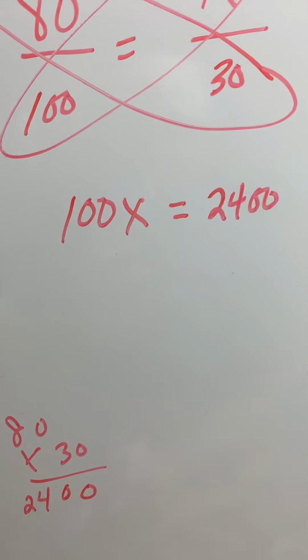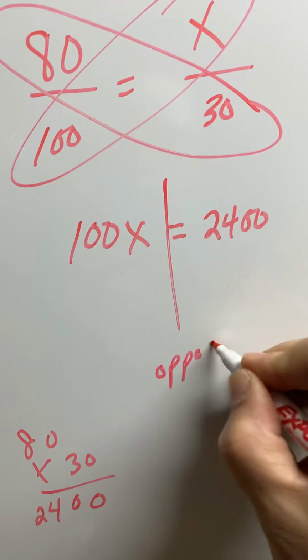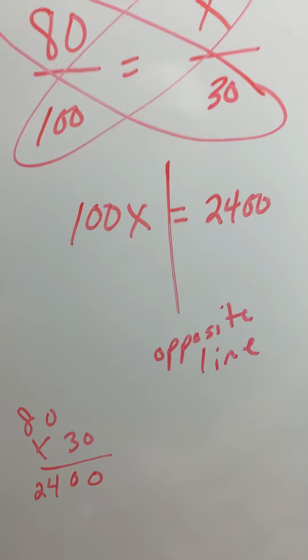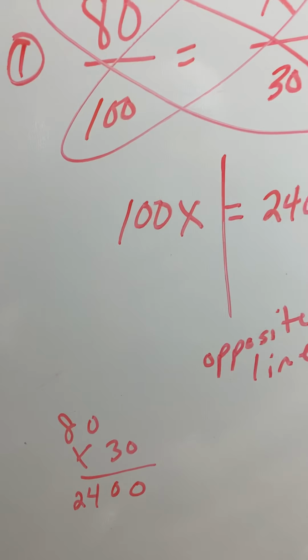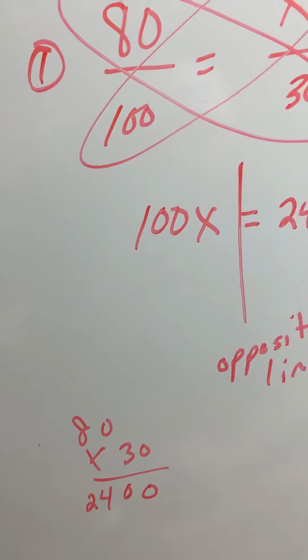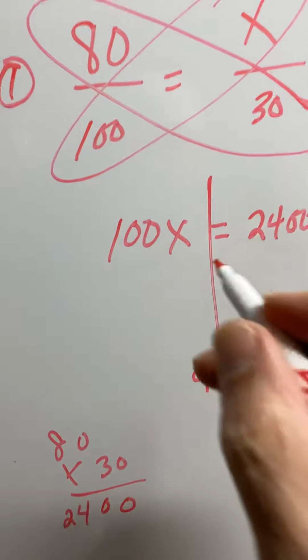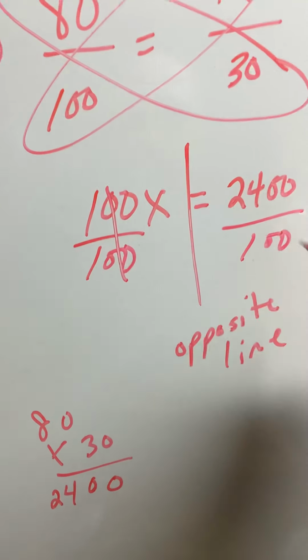what I have is an equation. So I got to have my opposite line. Okay? And if I have my opposite line, 100 and x. That's side by side. And like Mr. Ortiz said, side by side is multiply. We want to do the opposite. So opposite of multiplication is division. Cross it off, divide it over here.